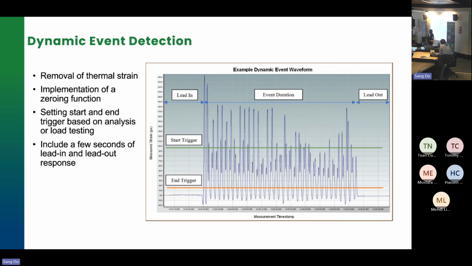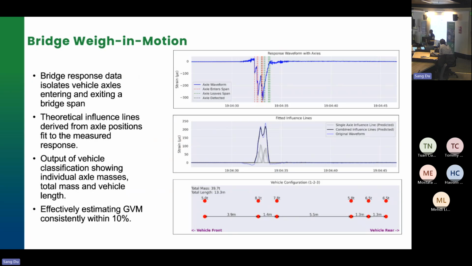So essentially, the way this works is this is an event-based system. So there's a start trigger and an end trigger, and there's a duration of an event. When the system picks up the start trigger, we've got a lead-in portion of the signal that we collect, and also after the end trigger, the lead-out. So that constitutes the event. And we captured these events for load crossings, and also the bridge weigh-in-motion.